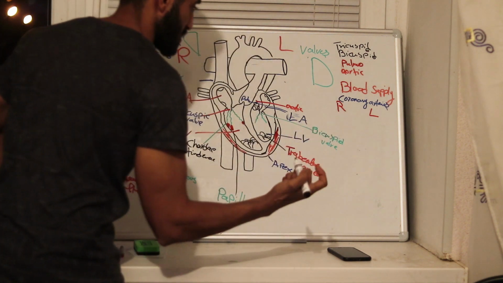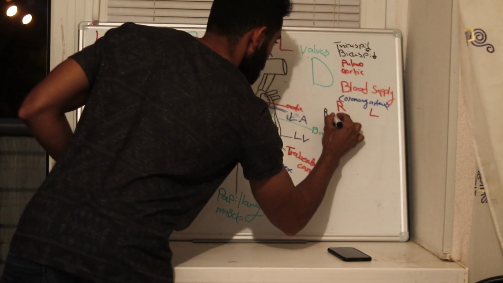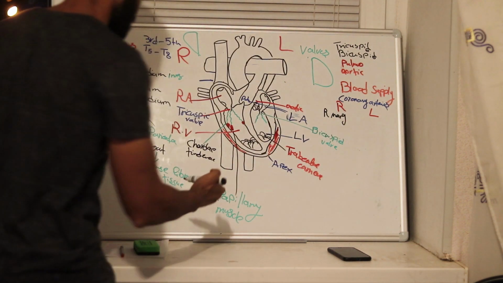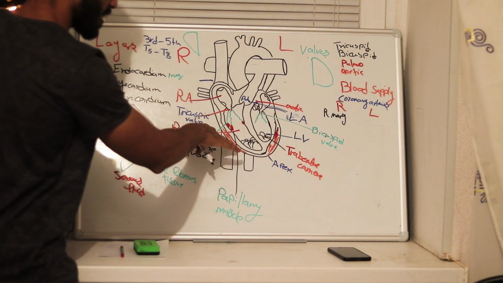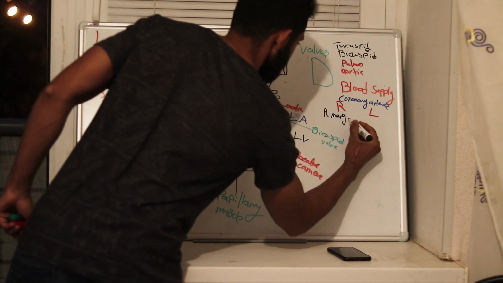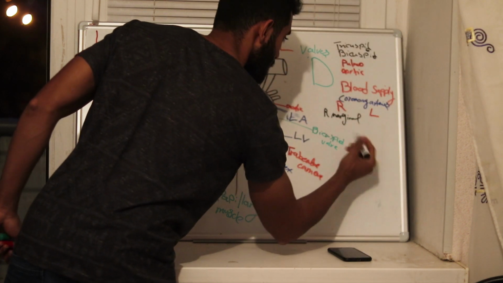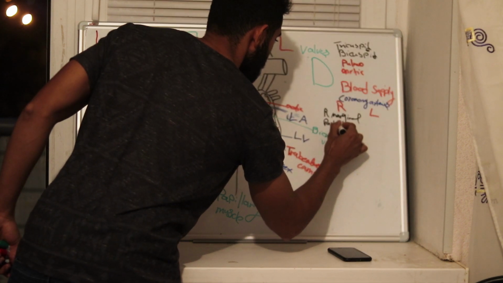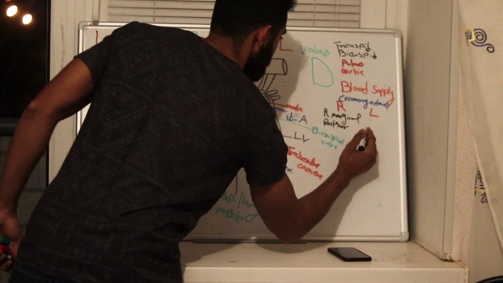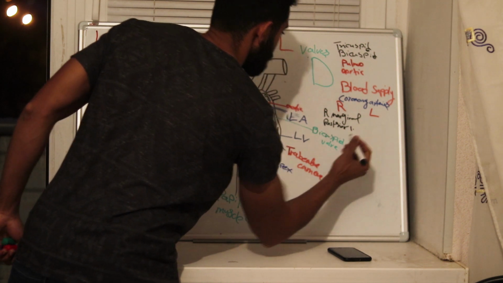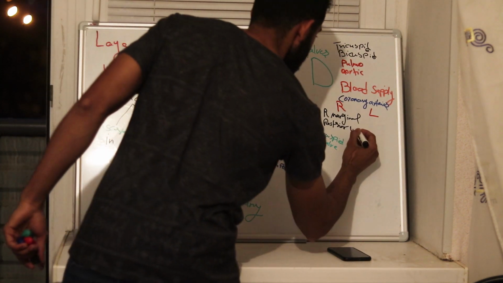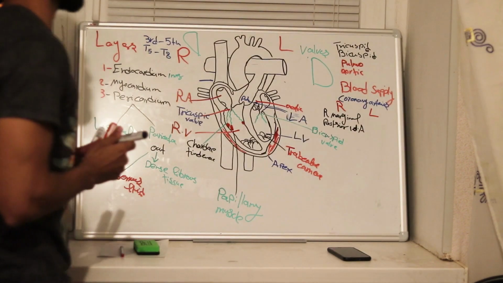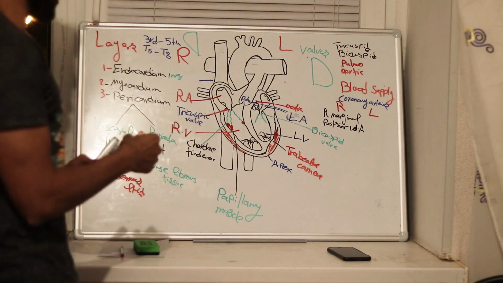The right has two branches. Right marginal, and there is also, you can say, right acute marginal, because it runs down the right side of the right ventricle. The right marginal artery, and we can say the posterior interventricular descending artery. Just in short notes, descending artery. These are the two branches of the right coronary artery.